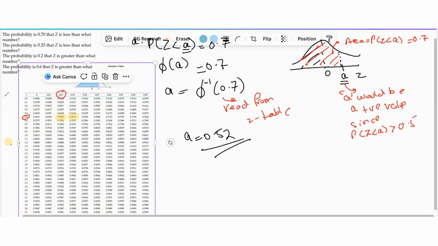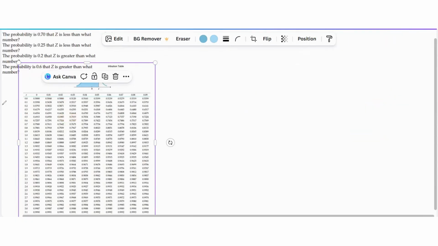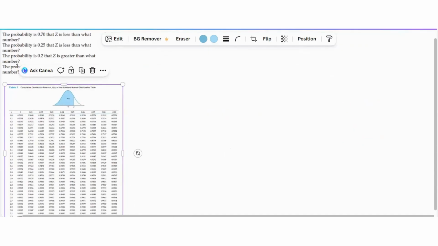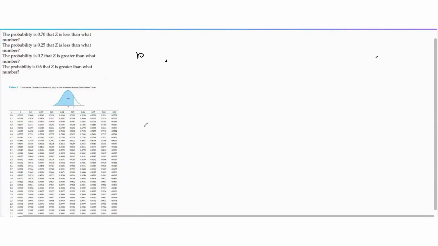So now let's look at the next part. We'll just clear all of it up. Let's just for a minute make this smaller and then we can look at this later. So the next part is the probability... okay, now we can look at this.